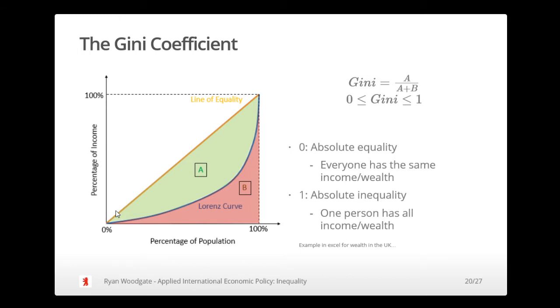as possible to the line of equality, then we have, well, A is 0. There is no area between the line of equality and the Lorenz curve. So absolute equality, where everyone has the same income or wealth, is represented by a Gini coefficient of 0. Of course, we don't really expect to find 0 or 1, but just keep in mind that the closer to 1 you are, the closer you are to absolute inequality, the more unequal your society, your economy is.